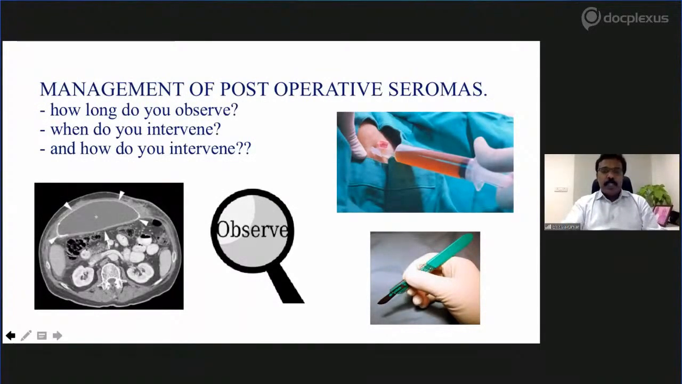What is the management of postoperative seroma? How long do you observe before you intervene, and how do you intervene? Dr. Naveen Alexander, sir.